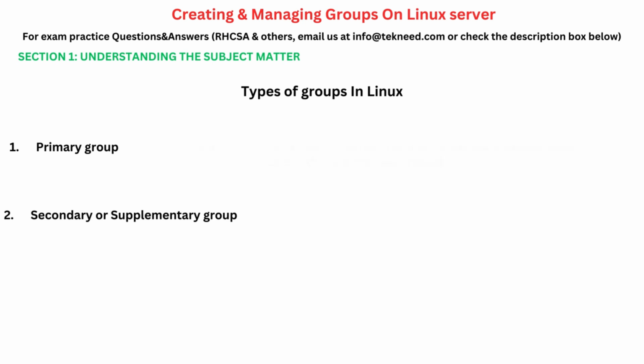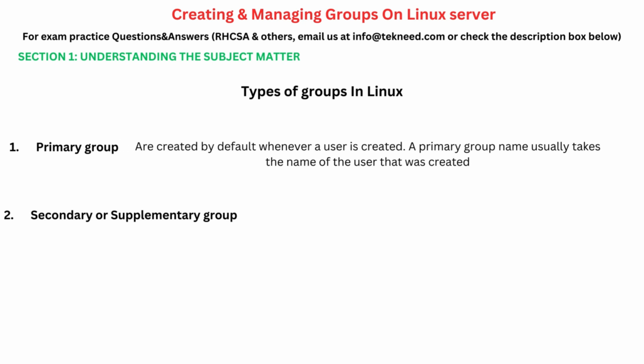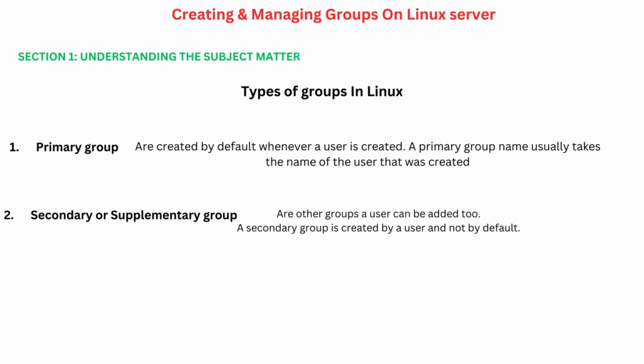A primary group is a group that is created by default whenever users are created. Hence, a primary group name would take the name of the user, meaning that whenever a user is created, the user becomes a member of a group which is its own primary group. A secondary group are other groups that users can be added to. A secondary group is usually created by a user and not created by default.